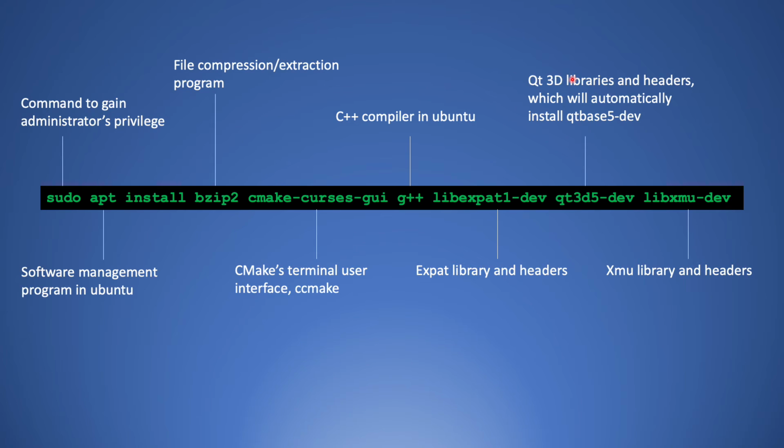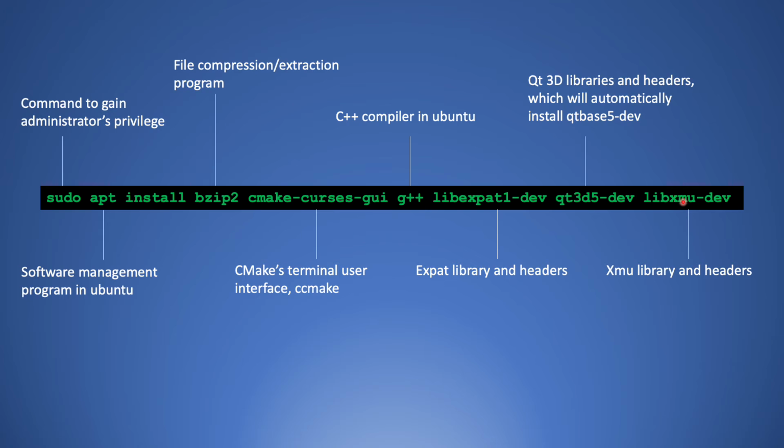Qt 3D is optional. We actually installed Qt base first, but if we install Qt 3D first, Qt base will be installed automatically. This is because Qt 3D depends on Qt base. xmu is a collection of miscellaneous utility functions for X11.